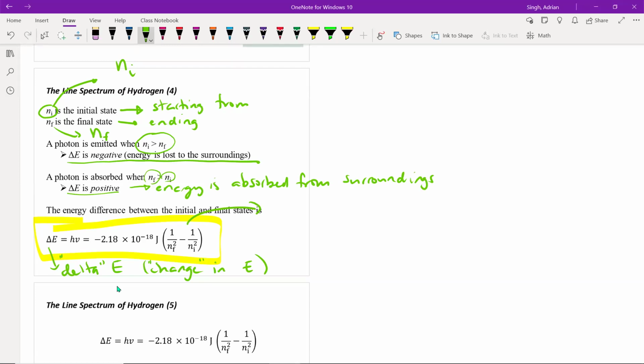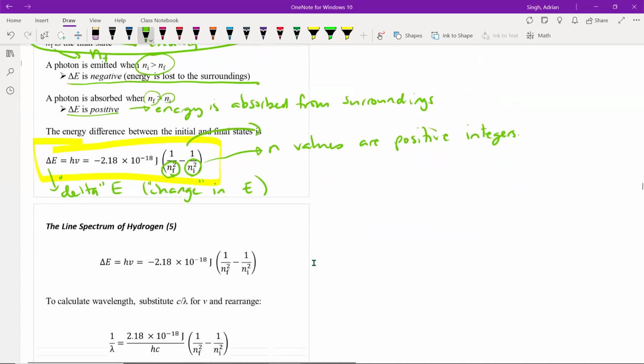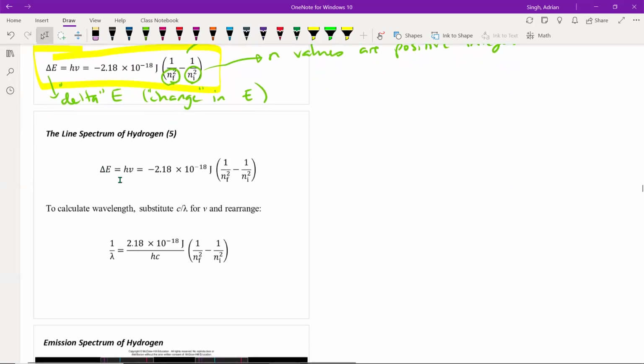So we have 1 over Nf squared, so the final state, final energy level, in other words, squared, minus 1 over Ni, the initial energy level, squared. So the equation becomes a little bit more complicated, but remember, these n values are whole numbers, positive values. All we need to do is to substitute them into this equation. The most challenging thing is figuring out what's initial and what's final in our situation. Now, this gives us the change in energy.